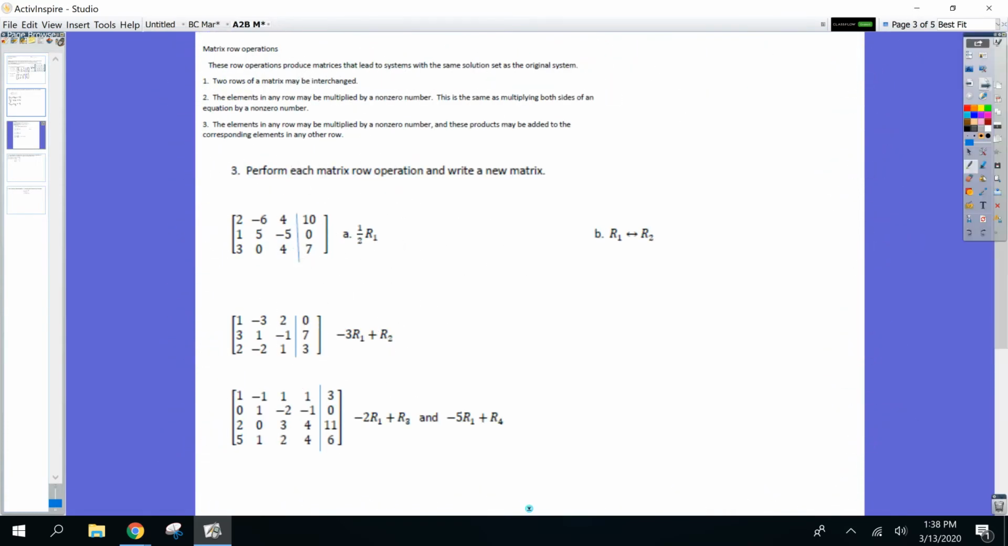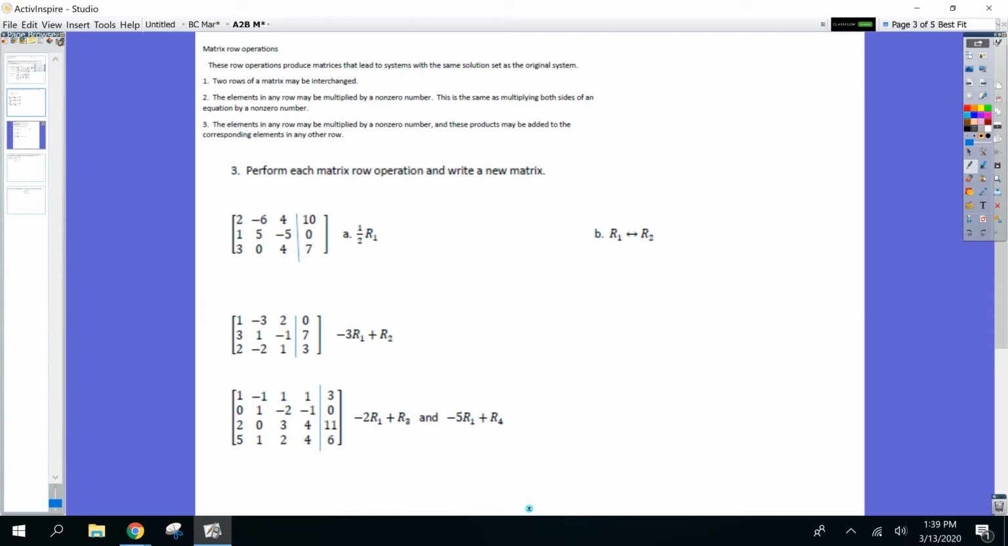All right, here we go. I'll talk about all this, what you're allowed to do, in a second. Let's go through all the operations. Part A, 1/2 R1. What do you think the R1 means? Row 1. So what we're going to do is take row 1, and everything in row 1 we're going to multiply by 1/2.